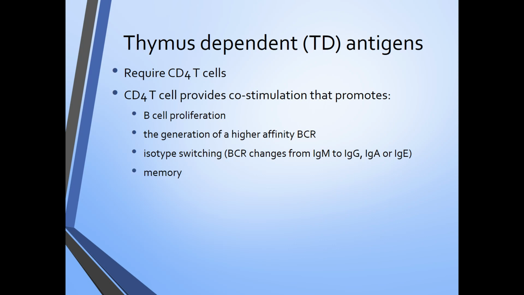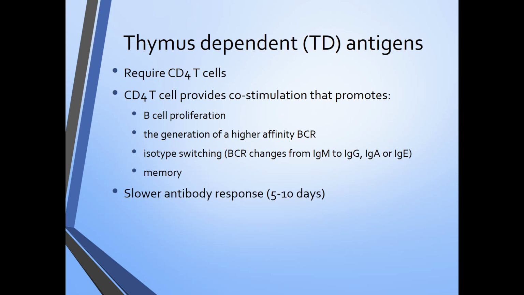The T helper cell also participates in memory formation. That means that the next time you see that antigen, it'll generate a better, increased affinity, higher response, and of a different isotype than IgM.